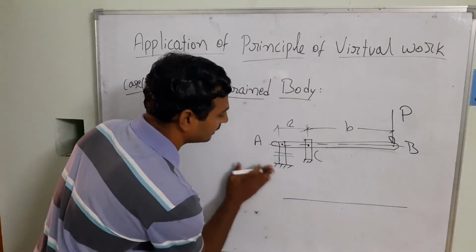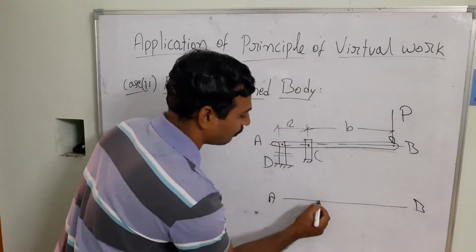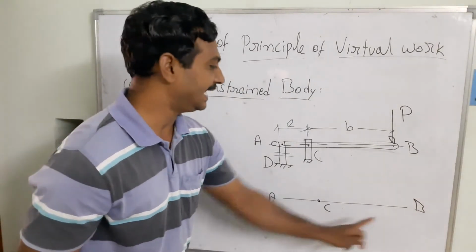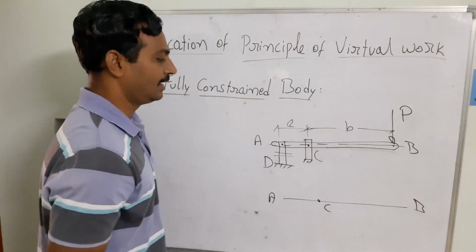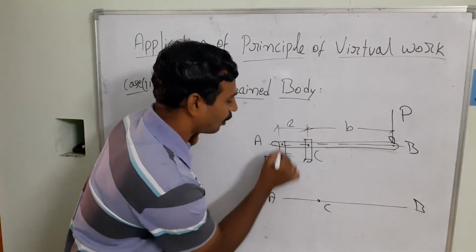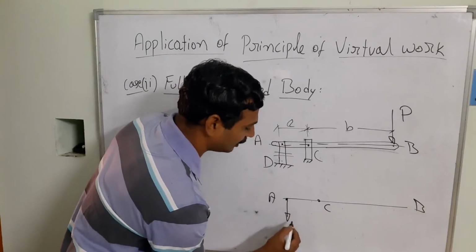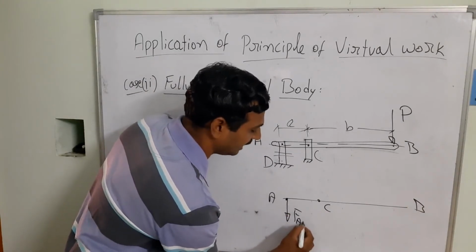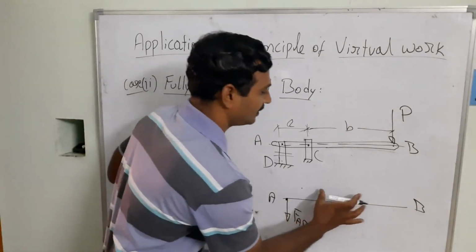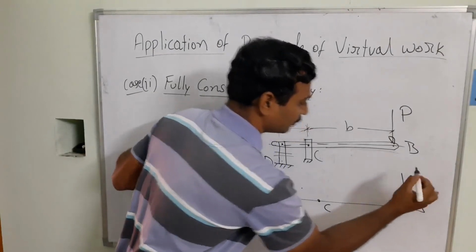This is the end A, this is the end B, and this is the point C we have. So this is going to be considered the skeleton diagram of the bar AB. Then, I am removing the member AD and showing it with the internal force, which is going to be acting in the downward direction. That is the FAD I am going to consider. The distance is a, and between B and C is going to be b, and here the force P is active.